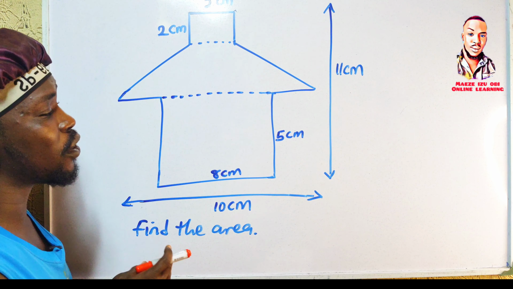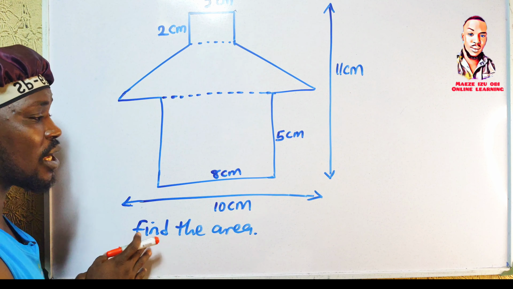Now for us to solve for this area of the house, you need to observe some certain things. One, what is this figure made of? The figure is made of a rectangle, triangle, square, and another rectangle. That is what you need to solve for the area of this particular shape. Let us divide it into its different alphabets.